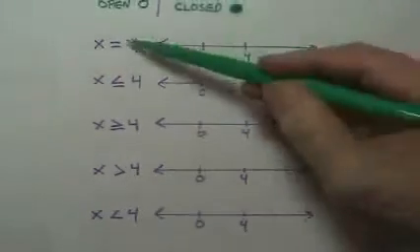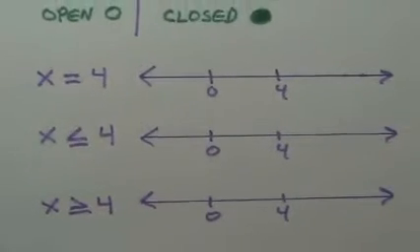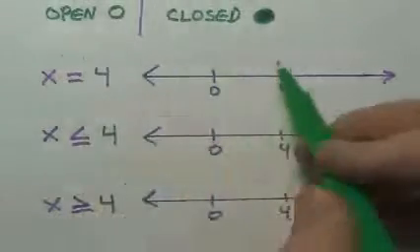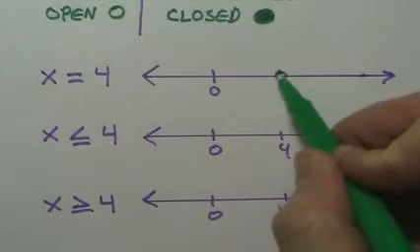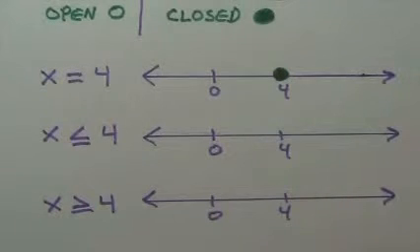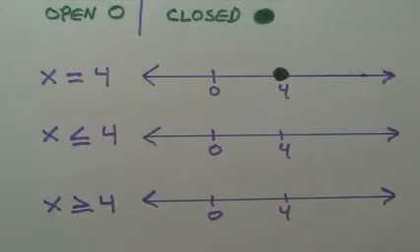Okay, let's start with graphing the first one, x equals 4. It has a bar. That means it's closed. So I will put a closed circle at 4. And that's it. There's no shading to the left or right. It just equals 4. That's it.